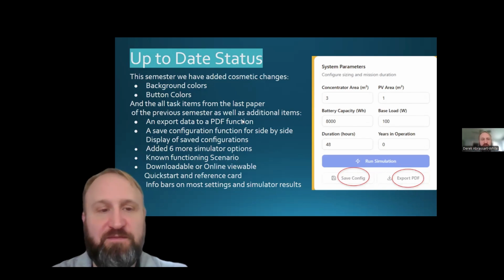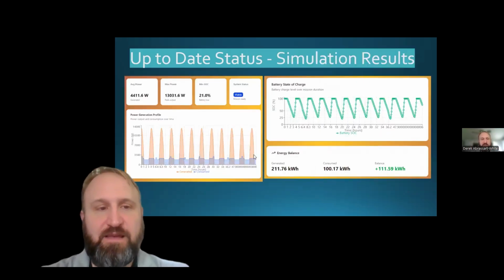From the previous page, you can see all the various things we have, and here are some of the key factors. We can export most things to a PDF, save configurations for the side display, we had 6 simulator options, a known functioning scenario, and we have downloadable and online viewable quick start and reference cards.